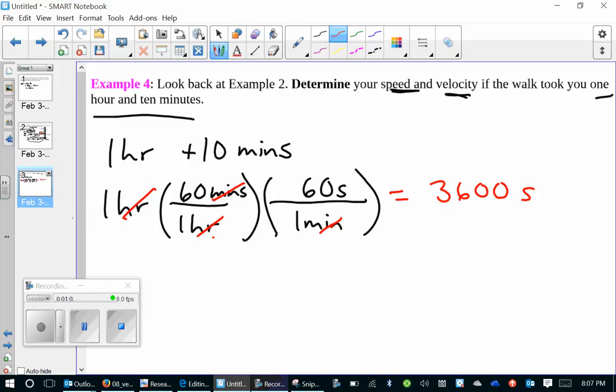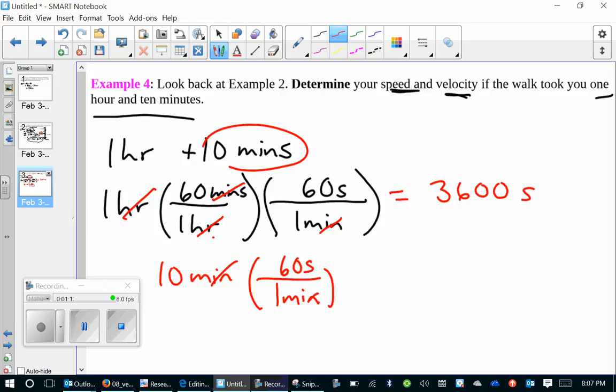Okay. Now I have another 10 minutes I have to put on. Well, 10 minutes, 1 minute has 60 seconds, minutes cancel, I'm left with 600 seconds. I add those two together, 4,200 seconds. Okay, so my time is 4,200 seconds.